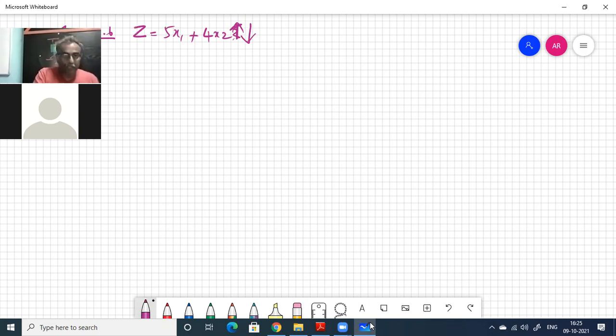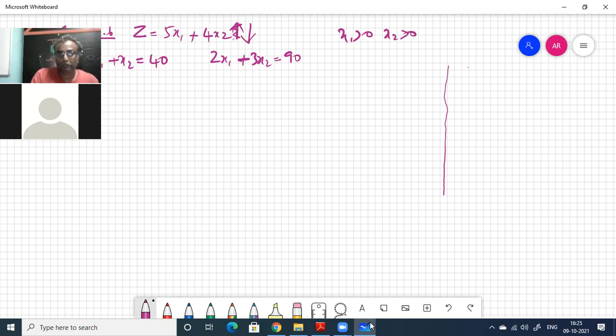Constraints are 4x1 plus x2 equal to 40. This time it will be greater than or equal to 40. Then 2x1 plus 3x2 greater than or equal to 90. There are only two lines now. x1 greater than 0, x2 greater than 0. So that is in the first quadrant.